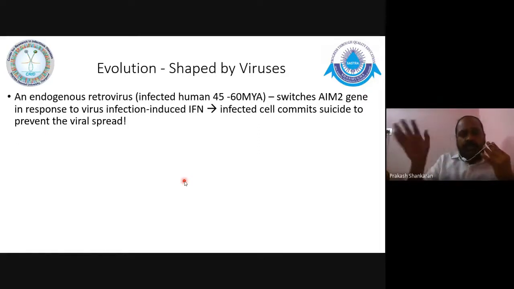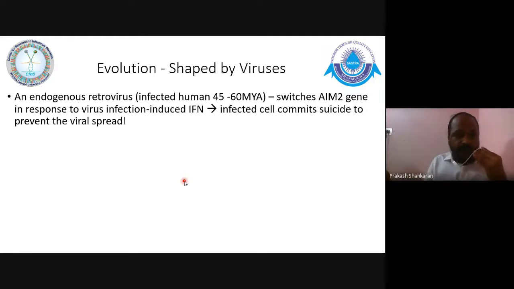One retrovirus infected human beings some 45 to 60 million years ago, so long back. And these became endogenous, meaning that these retroviruses started to live within us. They are doing a fantastic job. They switch on one important gene called AIM2. When a cell is infected by a virus, immediately this AIM2 is signaled. Who is regulating? Those retroviral genome parts that we have got in our genome.